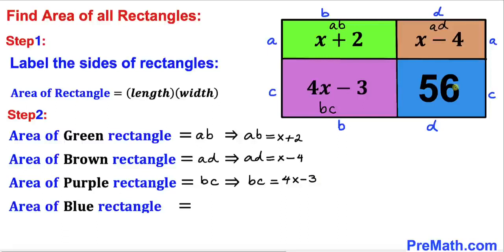And finally, let's focus on this blue rectangle, and its area is going to be C times D. So let me write down C times D, and the area has been given to us as 56 square units. Therefore, I can write C times D equal to 56. Let me call this equation number 1, this equation number 2, this equation number 3, and this equation number 4.